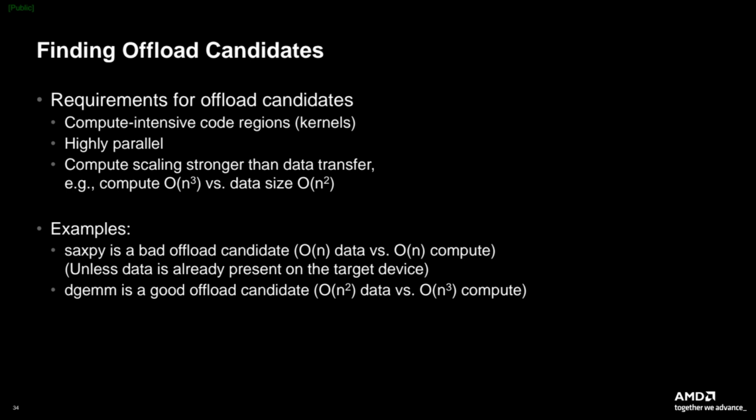So these are traditional things we think about whenever deciding what code will run well on a GPU or a high core count machine. An example of this is SAXPY, which is a bad offload candidate because we have O of n data versus O of n compute. Unless the data is already present on your target device, then obviously a SAXPY can be good. But a DGEMM, or a dense generic matrix multiply, is a really good offload candidate, right? Because you're operating on n squared data, but it's O of n cubed compute. So there's a lot more compute that needs to happen versus the amount of data.